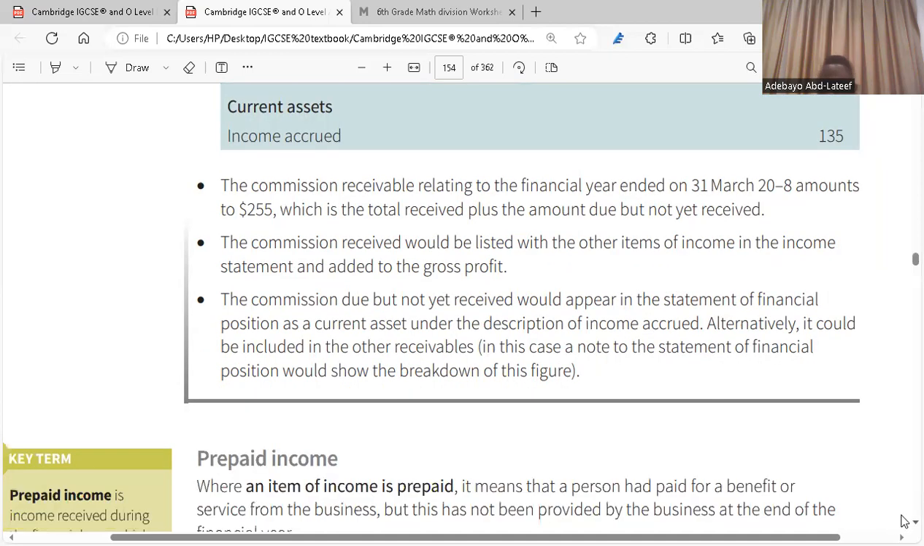So we'll go to prepaid income. You have to get the income statement and debit the cash flow with the amount received. You know, you would have received a certain amount, not all, not in a year.